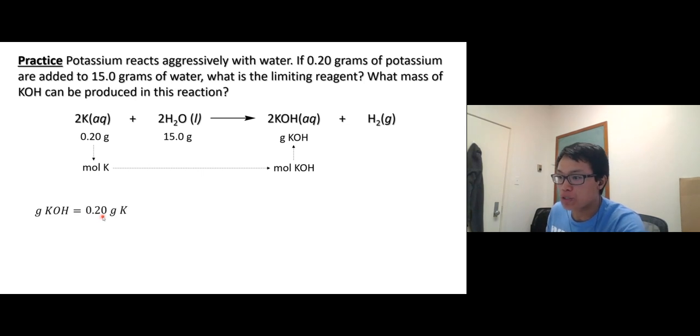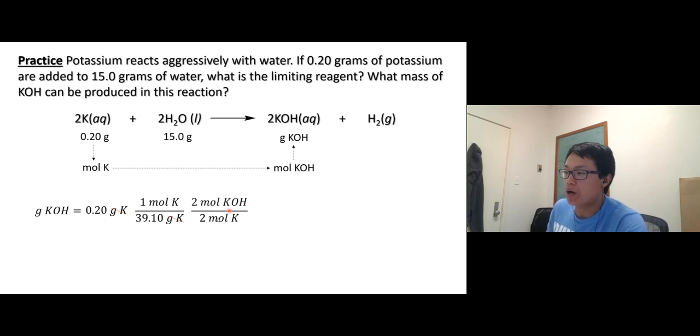What we have is 0.20 grams of potassium. Convert this to moles, so grams cancel out, and you get moles of potassium at the top. Now moles to moles, so a 2 to 2 ratio, basically a 1 to 1 ratio. So 1 mole of potassium at the bottom, moles of potassium hydroxide at the top. It's a 1 to 1 ratio or 2 to 2, same thing.